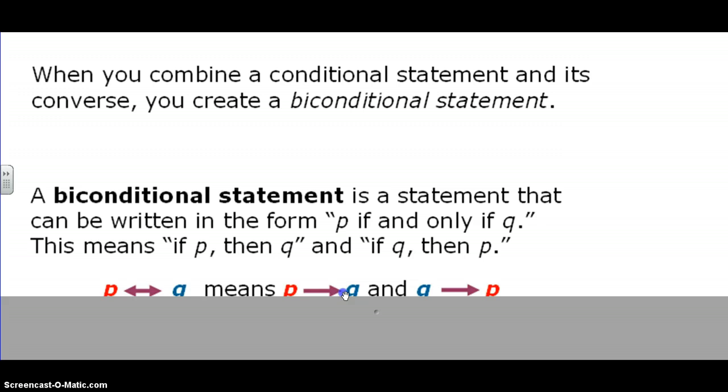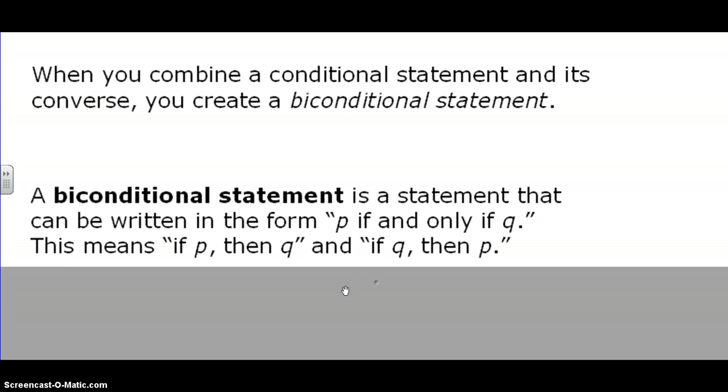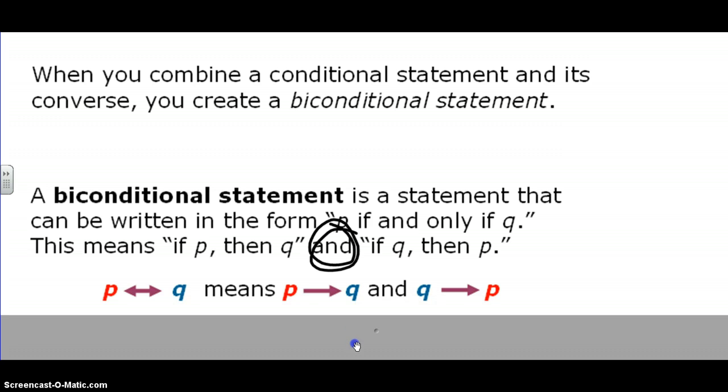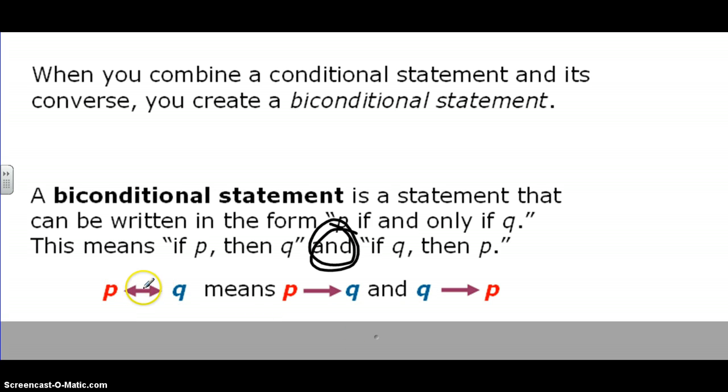So a biconditional statement, as you can see, is a statement that can be written P if and only if Q, which means if P then Q and if Q then P. Huge, huge. The conditional and the converse are both part of our biconditional statement. Very cool. One way to write that would be using a double-headed arrow, like it goes either way. If P then Q, if Q then P. Okay, that's what that means.